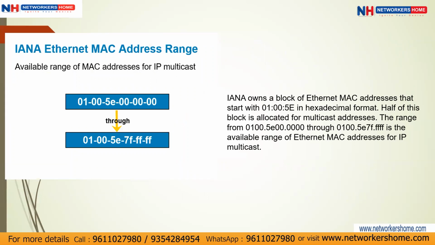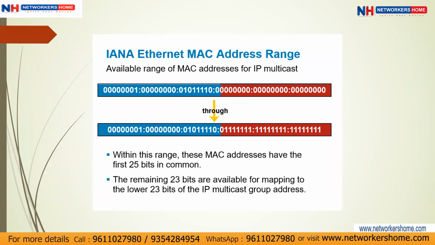IANA owns a block of Ethernet MAC addresses that start with 01:00:5E in hexadecimal format. Half of this block is allocated for multicast addresses. The range from 0100.5E00.0000 through 0100.5E7F.FFFF is the available range of Ethernet MAC addresses for IP multicast. These MAC addresses have the first 25 bits in common. The remaining 23 bits are available for mapping to the lower 23 bits of the IP multicast addresses.